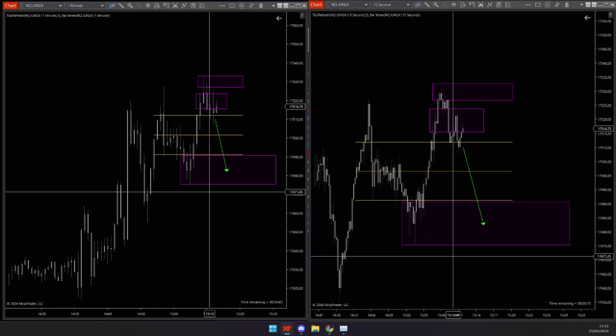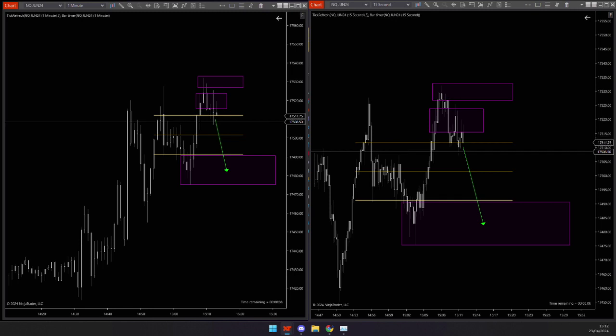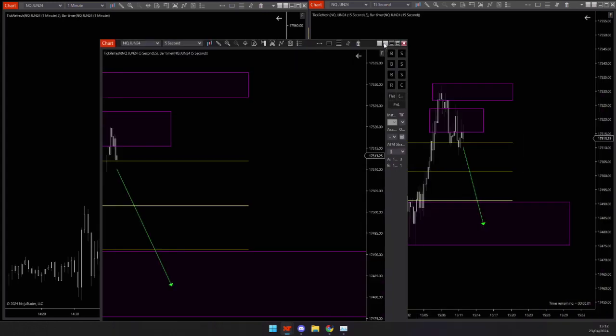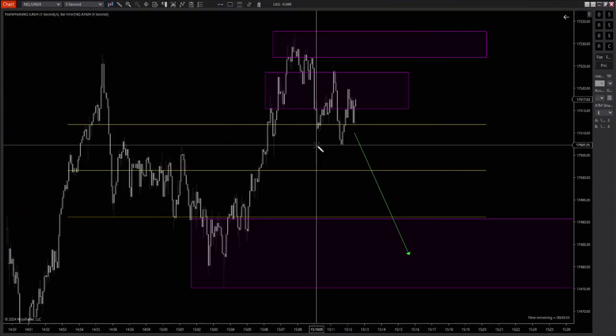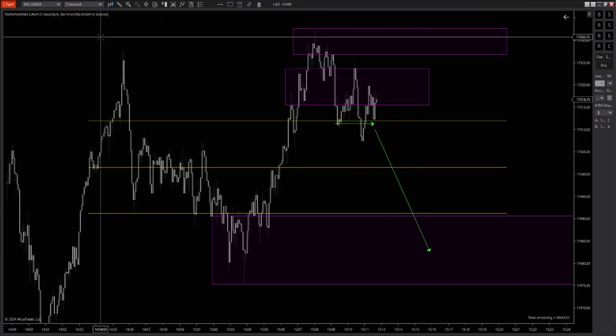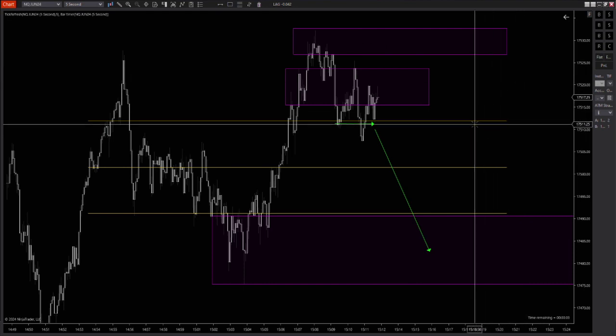Let me see the 5 second. On the 5, we just created our first swing right here. Now we're in a high time frame pullback, so we know that we can get 2 to 3 swings and then reverse.